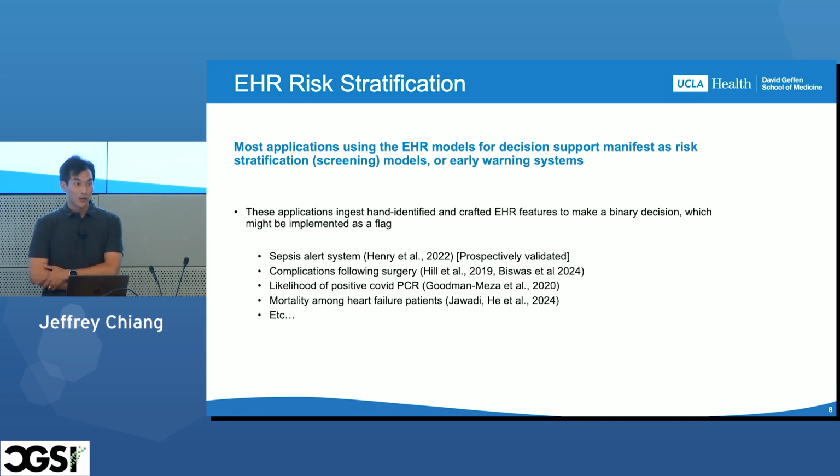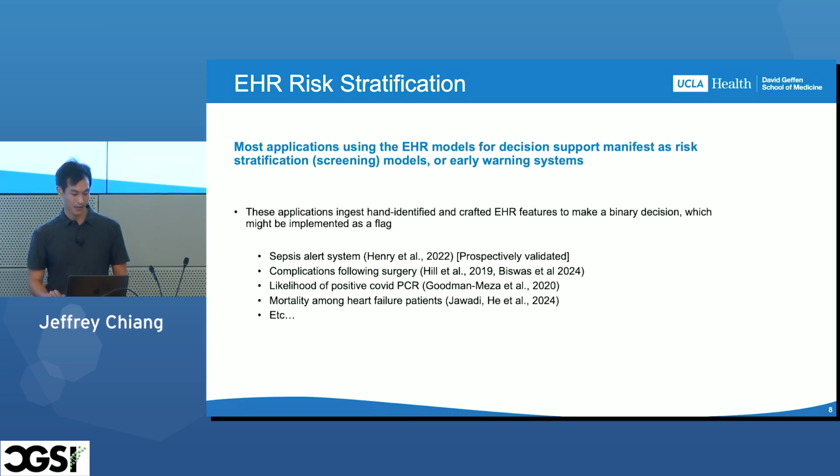Okay, so EHR risk stratification. Many of the applications that actually use machine learning models for decision support manifest as risk stratification models. And I think there were some reasons articulated earlier this week about why decision support or treatment recommendation models might be problematic. But if we have some sort of risk stratification model that just says this patient's at risk of developing a complication or at higher risk for in-hospital mortality or something like that, then the providers can work together to allocate care accordingly, or provide extra monitoring or something like this.